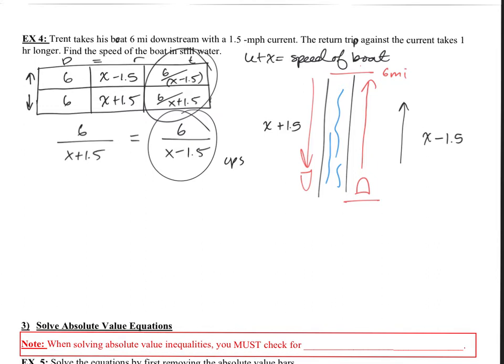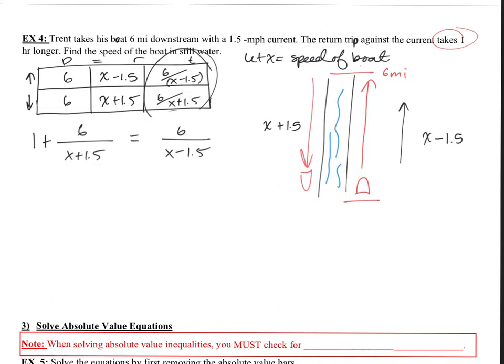The downstream one took less time. So to make these two equal, I'm going to have to add something to the one that's a shorter trip. Which one's the shorter trip? Well, going downstream, or with the current, that was shorter. So to make them equal, I'm going to add. Remember, it takes 1 hour longer. I'll add the 1 to this side. And now they're equal, because going against the current took longer. So to make this side equal, I had to add that 1.